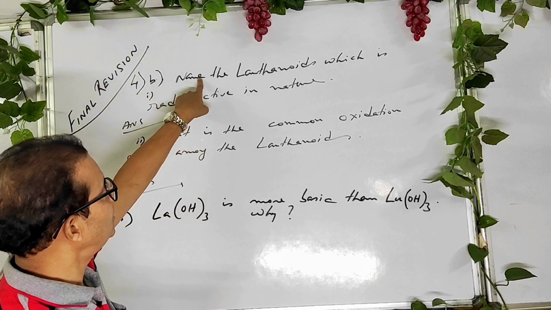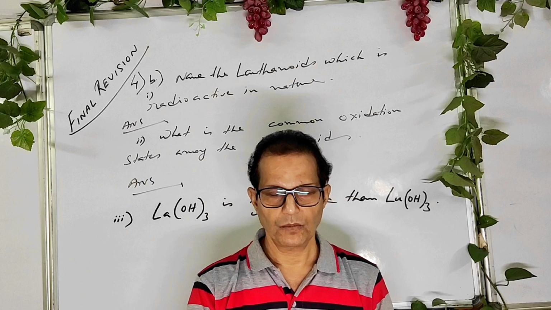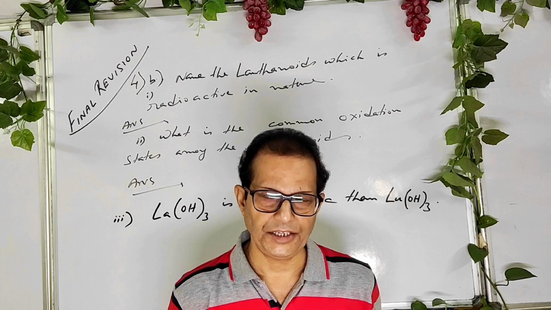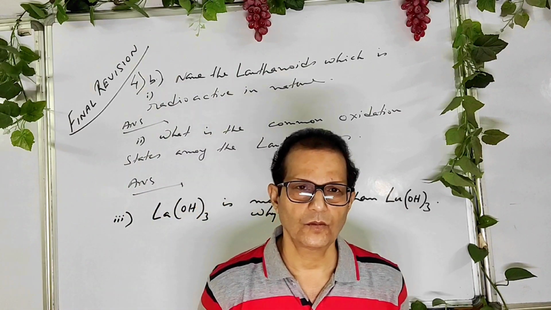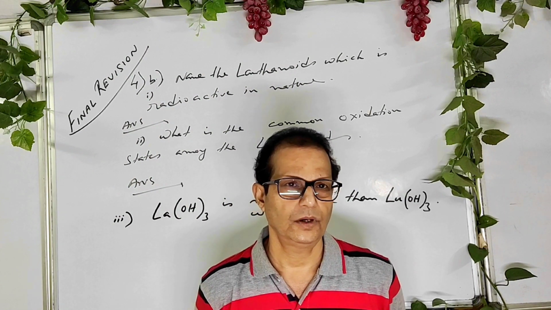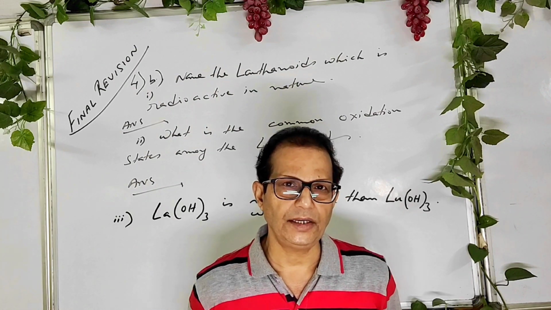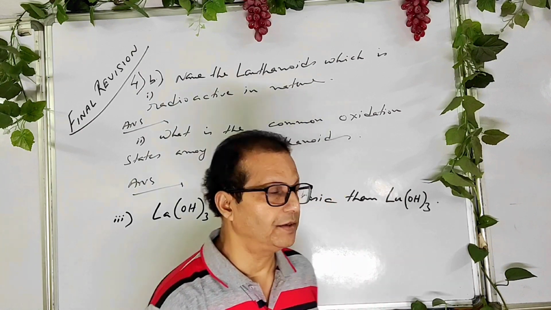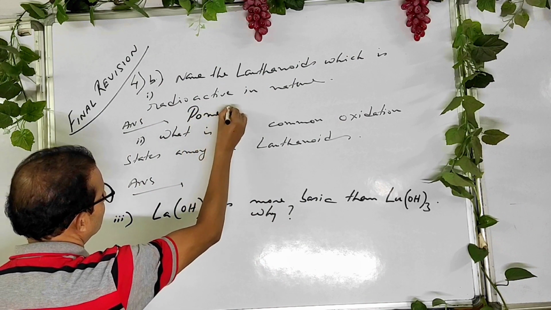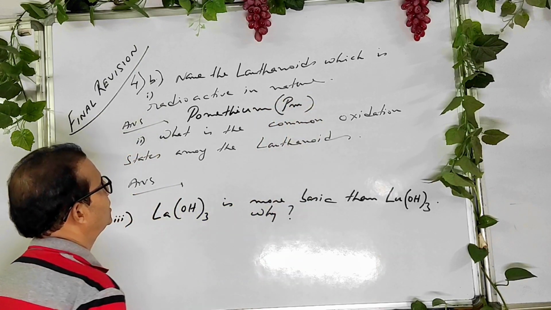Okay, the first question is name the lanthanoid which is radioactive in nature. Remember it, all the lanthanoids are available in nature, that is they are naturally occurring elements, but the exception is promethium. Promethium is the only lanthanoid which is radioactive in nature.